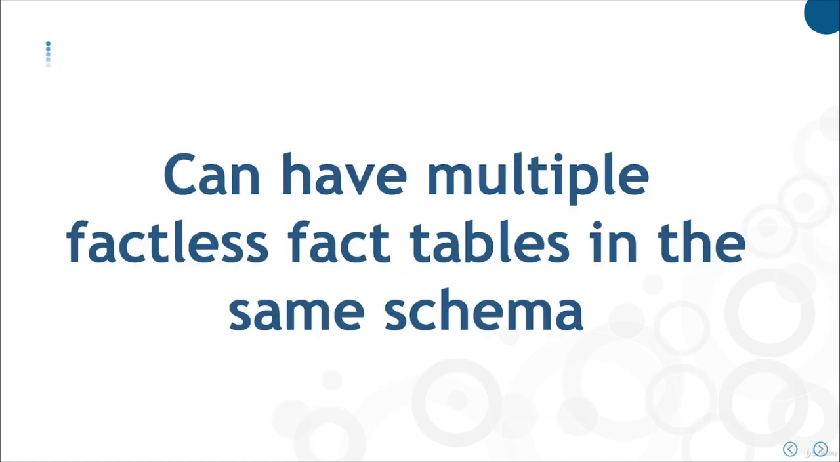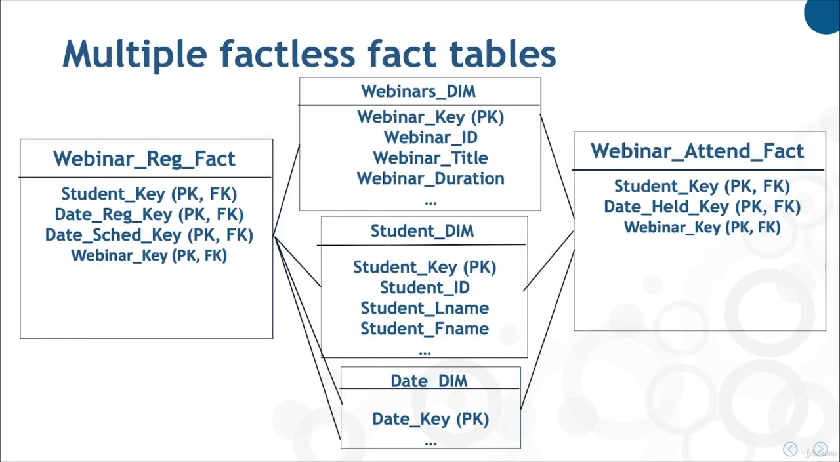If you want, you can also have multiple factless fact tables in the same schema. So here's a good example where we have a webinar registration fact, the same one we just looked at, but also a webinar attendance fact. And both of them would be factless fact tables because, as you see here, they have the key fields only and there's no measurements, no facts in them.